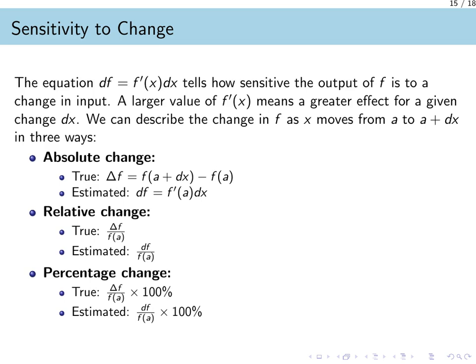However, to understand the significance of this change, we use relative change, which compares the absolute change to the function's original value, f of a. For example, a $1 change in price has a much larger relative impact on a $10 stock than on a $500 stock. Finally, to make this comparison more intuitive, we can simply multiply the relative change by 100 to get the percentage change. The differential provides a fast and effective way to estimate all three of these important measures.